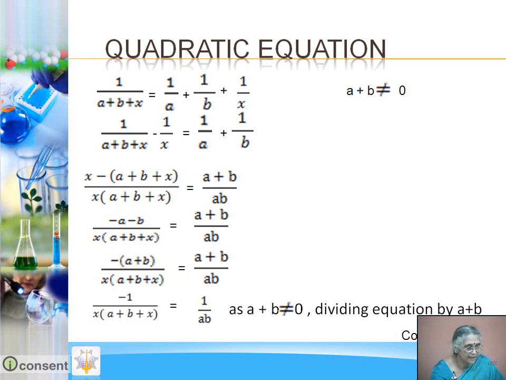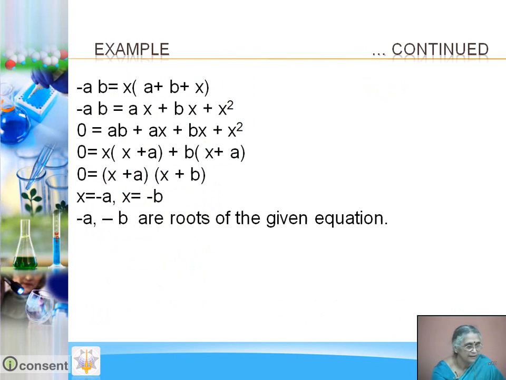Simplifying this, you can write minus (a plus b) upon x into (a plus b plus x) is equal to (a plus b) upon ab. Now as a plus b is non-zero given, we can divide both sides by a plus b. So we get minus 1 upon x into (a plus b plus x) is equal to 1 upon ab. Simplifying this, you can write minus ab is equal to x into (a plus b plus x).